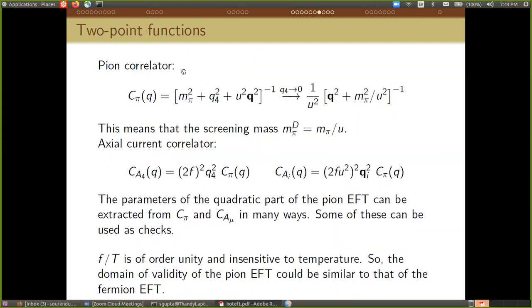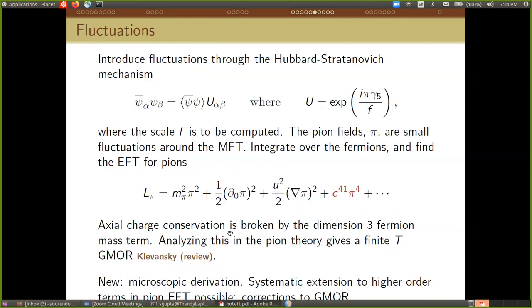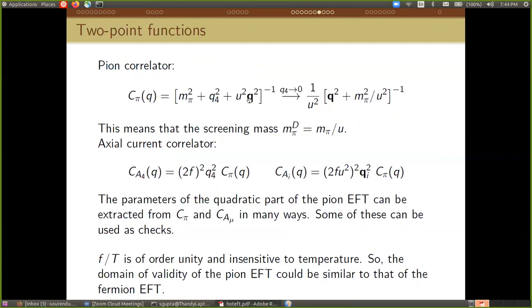We can find pion two-point functions. Pion two-point functions will have this form. It's obvious because you have a quadratic term and that gives you the two-point function. So at leading order, this is the propagator, the standard propagator. If you take the Q4 going to zero limit, you get this.